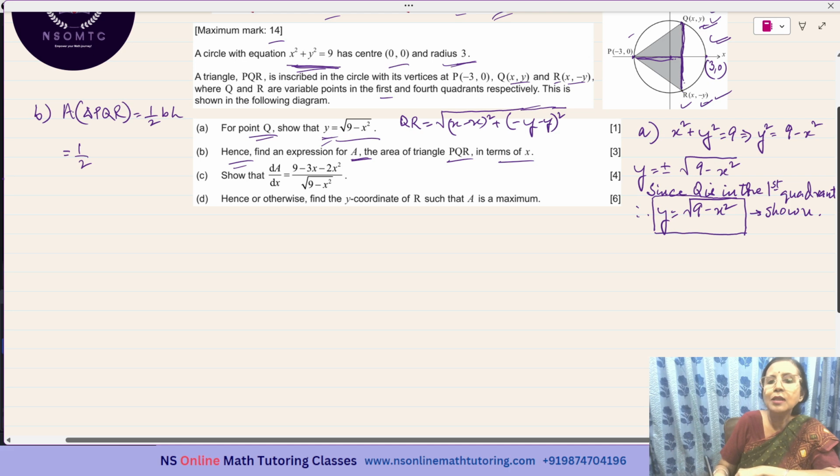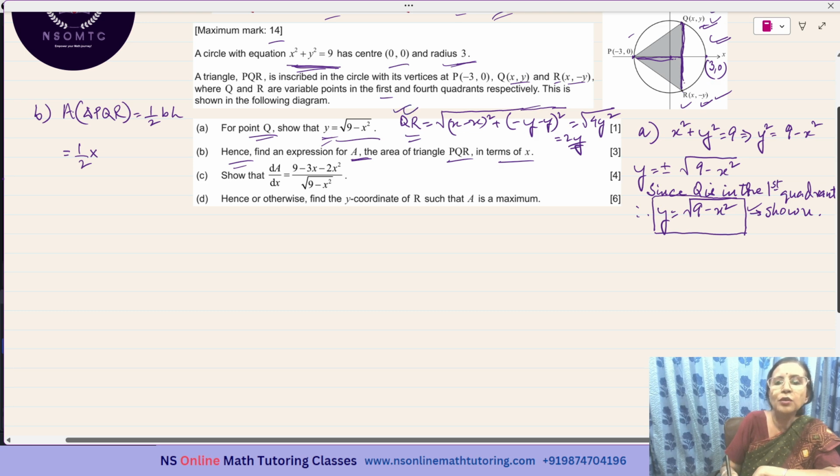So this is equal to the square root of 4y squared, which is equal to 2y, because this is the distance, which will have a positive value. So it is 2y. And what is y? y is this.